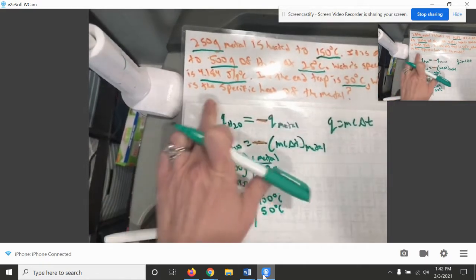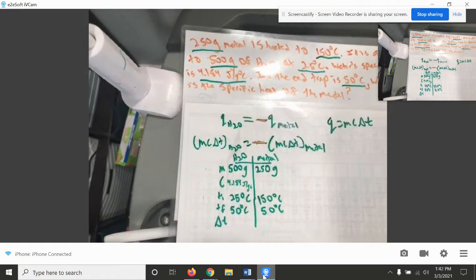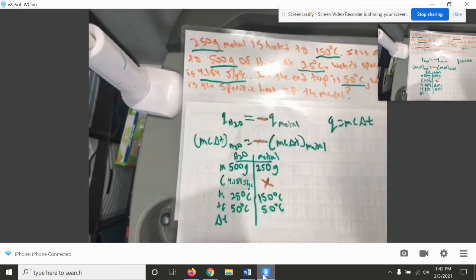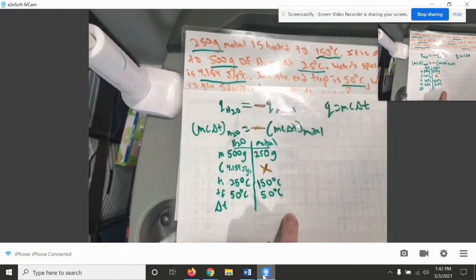Lastly, it says, what is the specific heat of the metal? That means that this is my question mark, or my students' X, so I'll do X in that one. That's my X, that's my unknown. I should have everything else besides the X, okay? But I don't quite have my chart filled out.